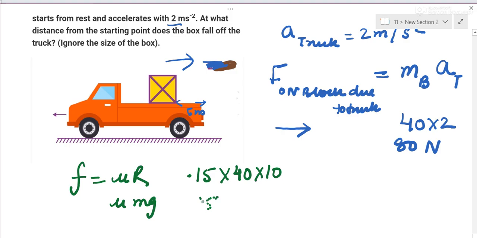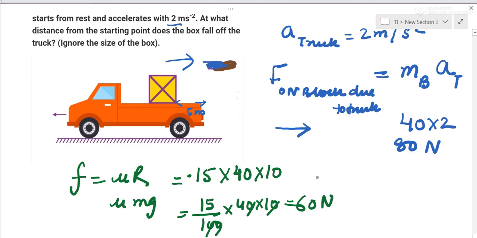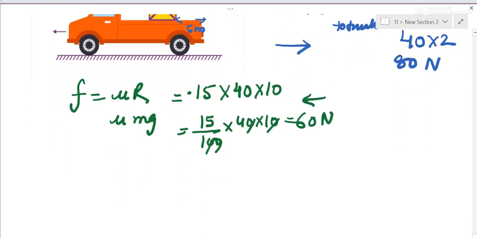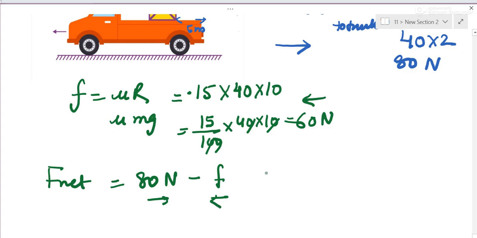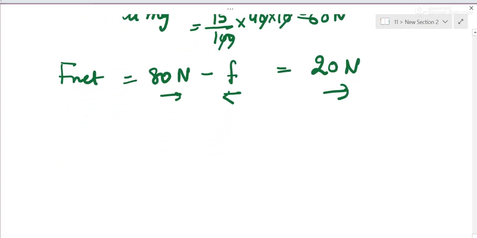So please solve. It's 15 by 100 into 40 into 10, so the zeros cancel, so it's 60. Friction is 60 and it is opposite, this side, you put the arrow. So what is the net force? You can see 80 this side, which is pushing the block this side, and friction this side, which is 60. So 80 minus 60 is 20 this side. So your net force is that side, so obviously the box will fall. So net force is 20.